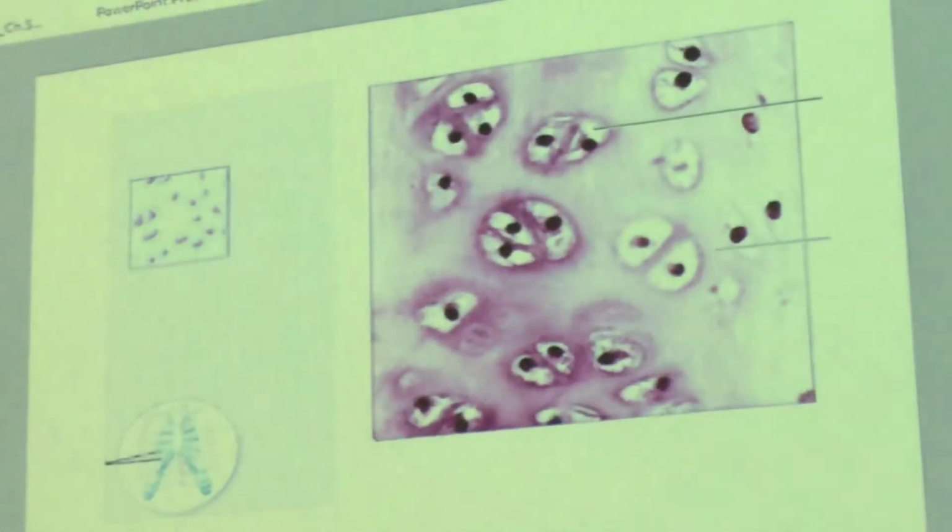Hyaline cartilage. Describe the extracellular matrix of hyaline cartilage. Is it thick or watery? Start with that. Thick because it has a lot of proteoglycans. There you go.